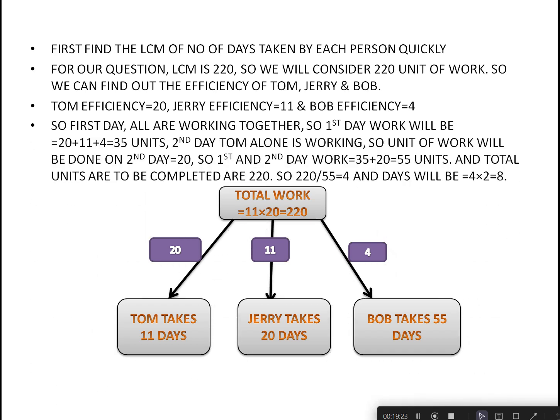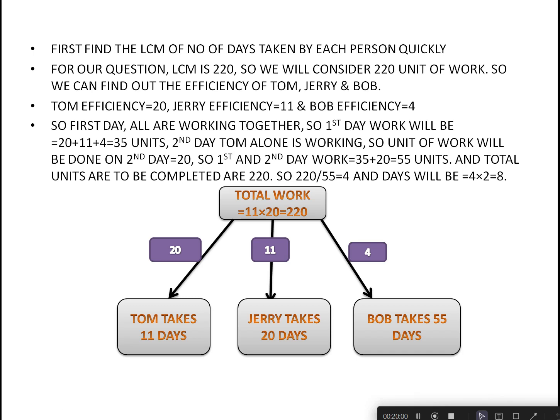So first of all, they are working together. How many units of work will they finish in a day? That will be the sum of their efficiency, 20 plus 11 plus 4. So 35 units per day they will do. So the first day they will do 35 units. On the second day, Tom alone is working. Jerry and Bob are on leave. So on the second day, Tom will finish 20 units of work.